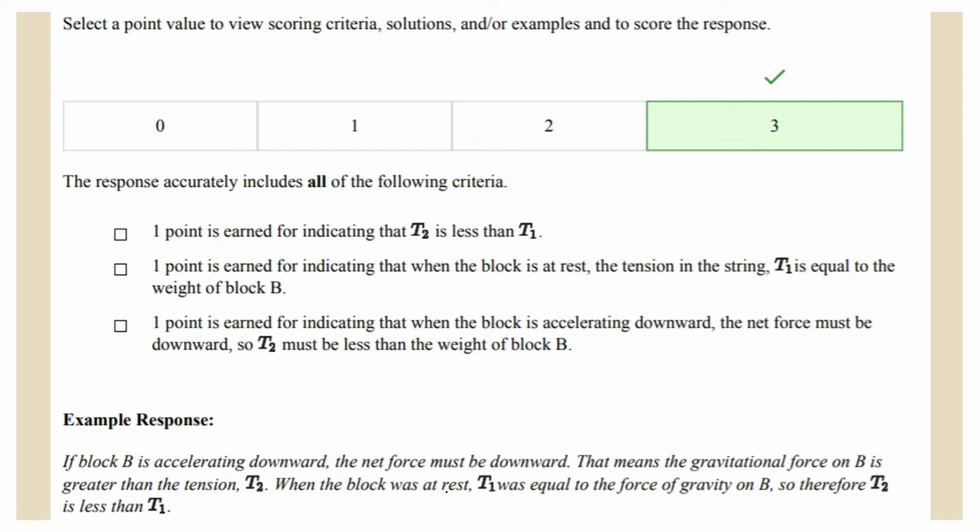Notice they didn't really give you a point for putting it all together, or at least explaining the putting it all together part, but that's the deal. Their example response is: if block B is accelerating down, the net force must be down. The gravitational force on B is greater than the tension T2. When the block was at rest, T1 was equal to the force of gravity on B, so therefore T2 is less than T1. I think another sentence was really needed to explain the "so therefore" part, as I wrote, but that, of course, is a matter of opinion.